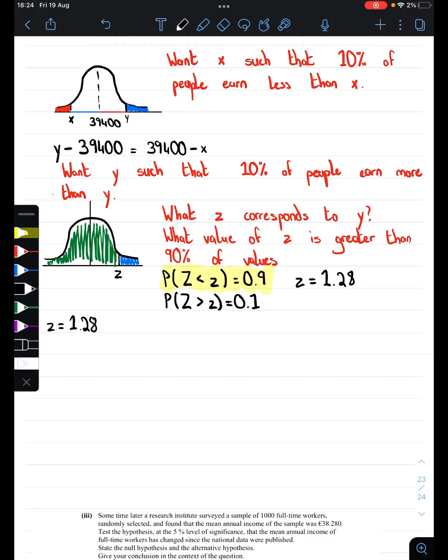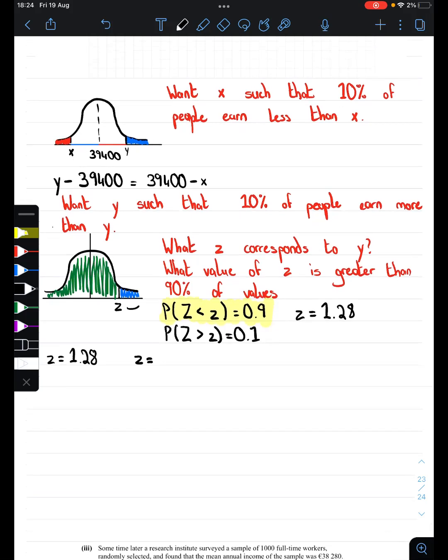So if we use our formula for z, because we want to bring this z back to this y, z equals y minus 39,400 over 12,920. And now we can find what this value of y is. The value of y such that 10% of people earn more.